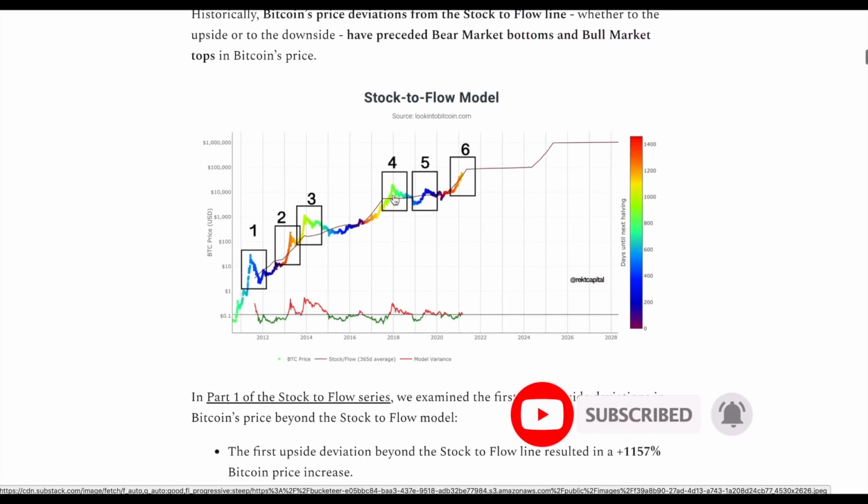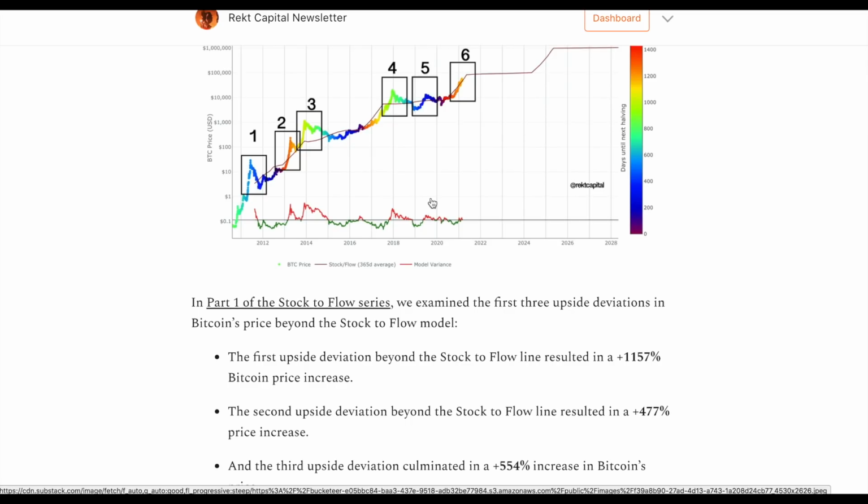This is a better picture showcasing what we're going to be doing today. This was part 1 of the series, which we covered recently, and this is part 2 of the series where we'll be covering these 3 upside deviations. And just to give you guys an overview, this was an upside deviation of 1,157%. This was an upside deviation of 477%, and this was an upside deviation of 554%. So what kind of deviations do we see in 4 and 5, and what could we potentially expect from deviation 6, which is currently going on now? In fact, there is no deviation. We're seeing price perfectly follow the stock to flow model, in fact.